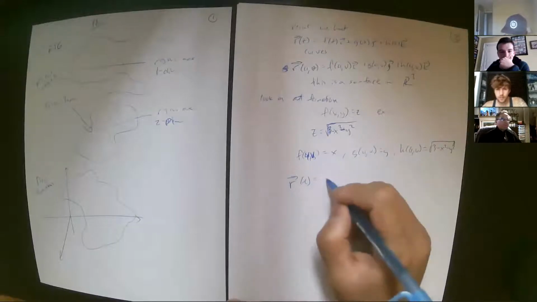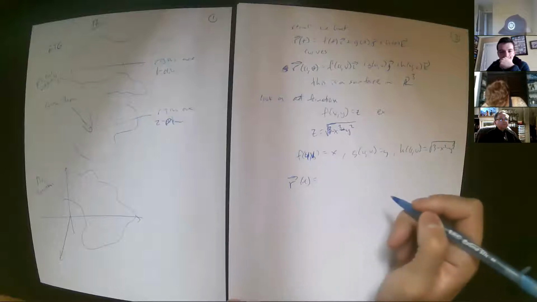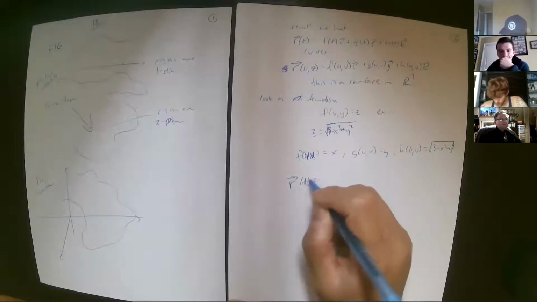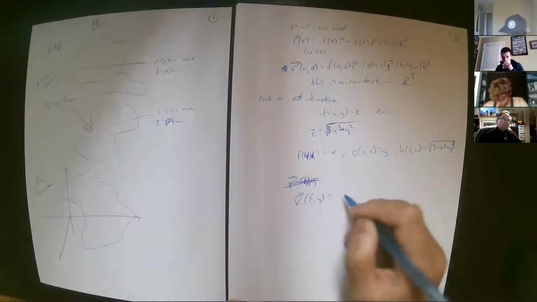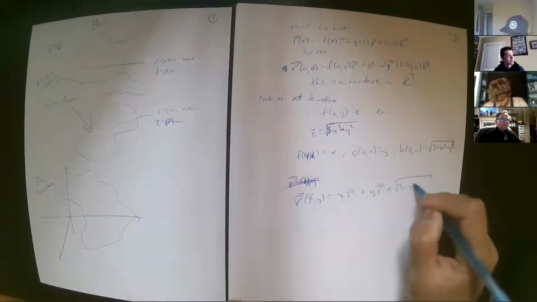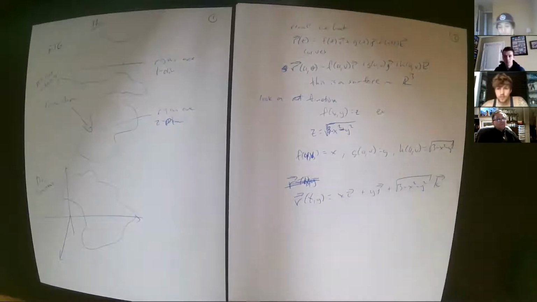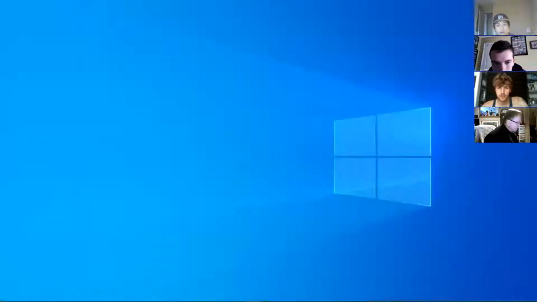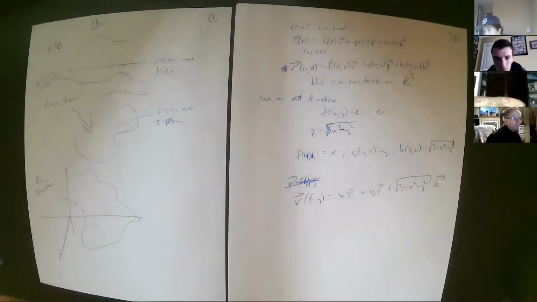R of x, y is xi plus yj plus square root of 3 minus x squared minus y squared k. Okay? So this gives us the top half of the sphere. And I want to see that they're the same here.